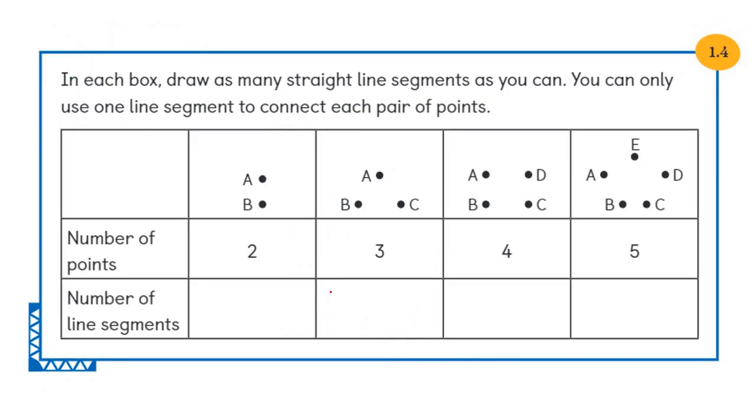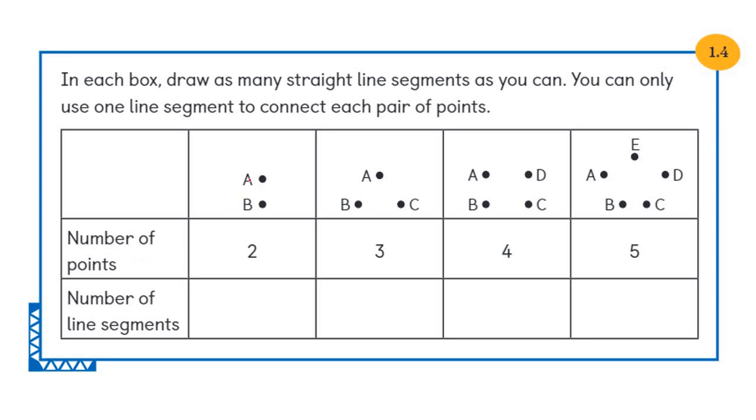Next. See this activity 1.4, children. In each box, draw as many straight line segments as you can. You can only use one line segment to connect each pair of points. We know that only one line segment will connect each pair of points. So, using those line segments, we have to draw straight line segments in each box.